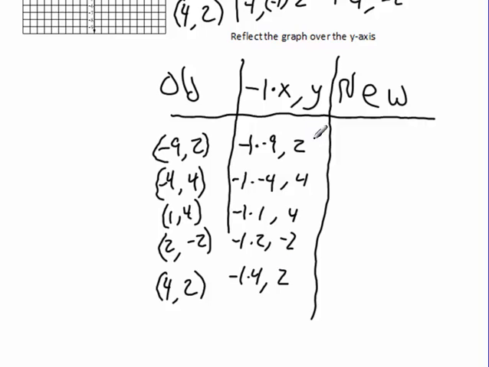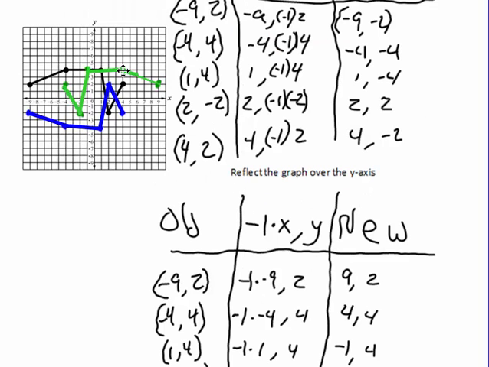Now notice again, our y values didn't change here. So my new points, I'm going to have 9, 2, and 4, 4, -1, 4, -2, -2, and -4, 2. Yeah, so it's not perfect, but hopefully you get the idea. The blue is when I reflected the original graph over the x-axis, and the green is when I flipped the original graph over the y-axis.